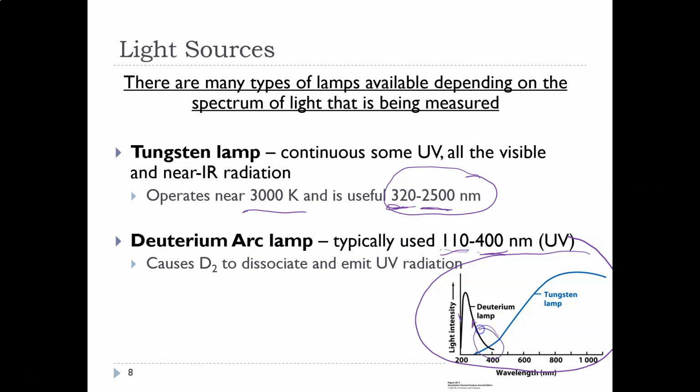So in this range, the instrument knows when it wants the deuterium lamp and when it wants the tungsten lamp. Typically at 360 nanometers is when the deuterium lamp would shut off and the tungsten lamp would start.